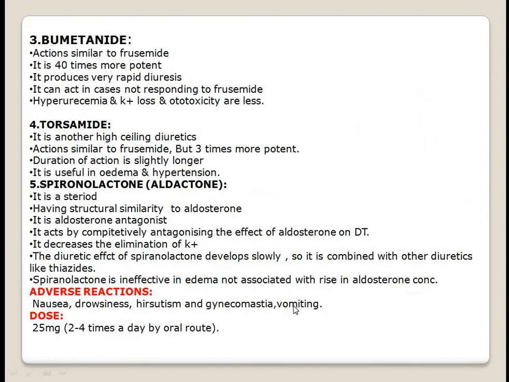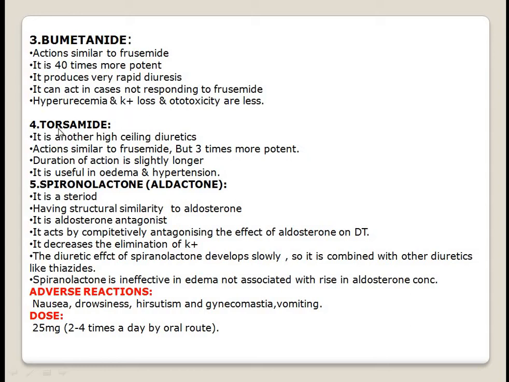Next one, bumetanide. Bumetanide is similar to furosemide, but 40 times more potent, meaning 40 times more effective. It produces a very rapid diuresis. It acts in cases not responding to furosemide. In some people furosemide may not work, and in that condition the doctor may prescribe bumetanide. It also causes hyperuricemia, meaning high uric acid, and potassium loss. Ototoxicity means it develops hearing and balance problems due to medication. These are the adverse reactions.